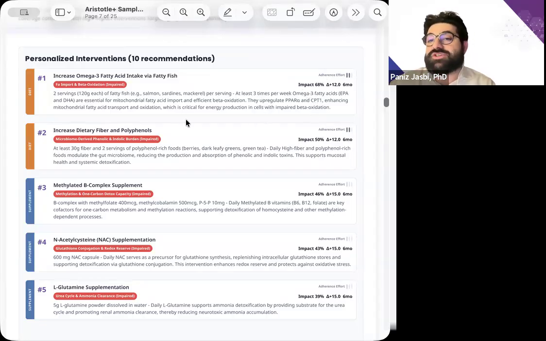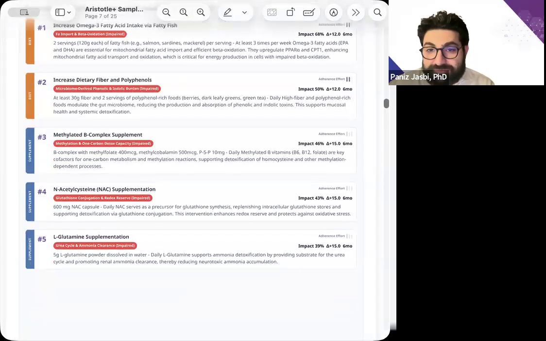Fourth, each recommendation includes an adherence effort estimate. This is where you operationalize the plan. Even a perfect protocol fails if adherence is unrealistic. Your job is to choose a set of interventions whose combined effort is sustainable.